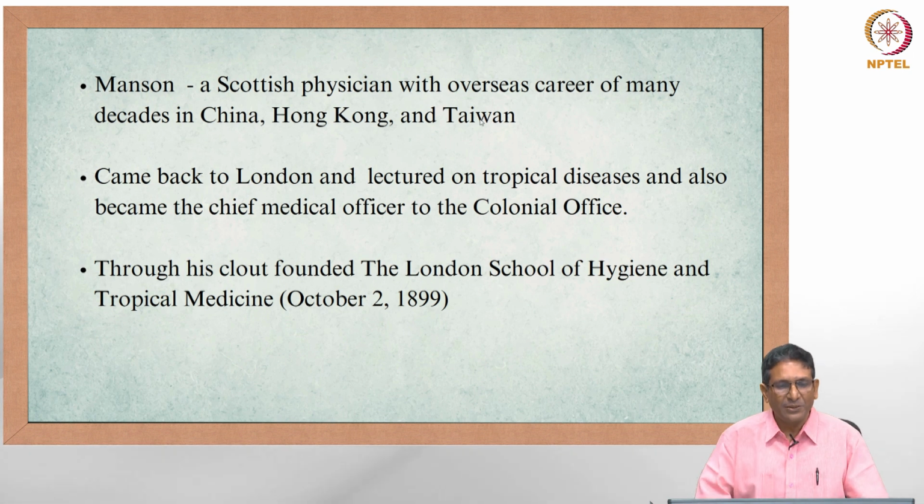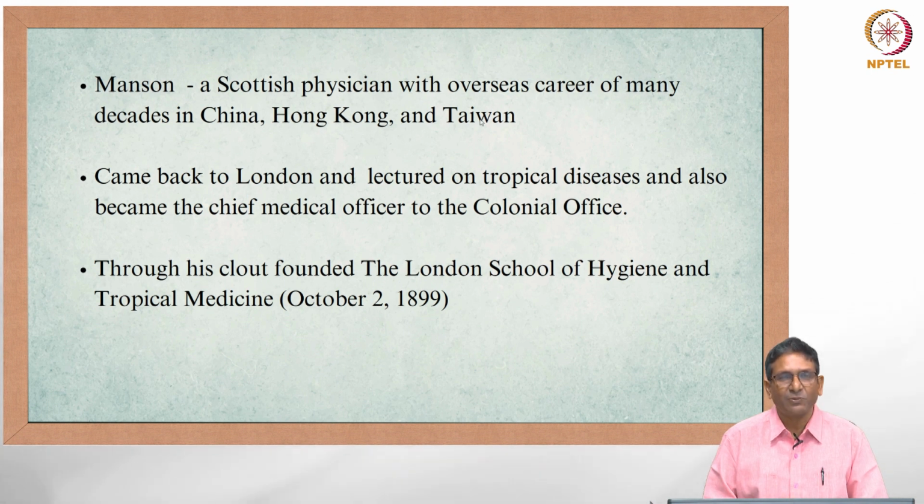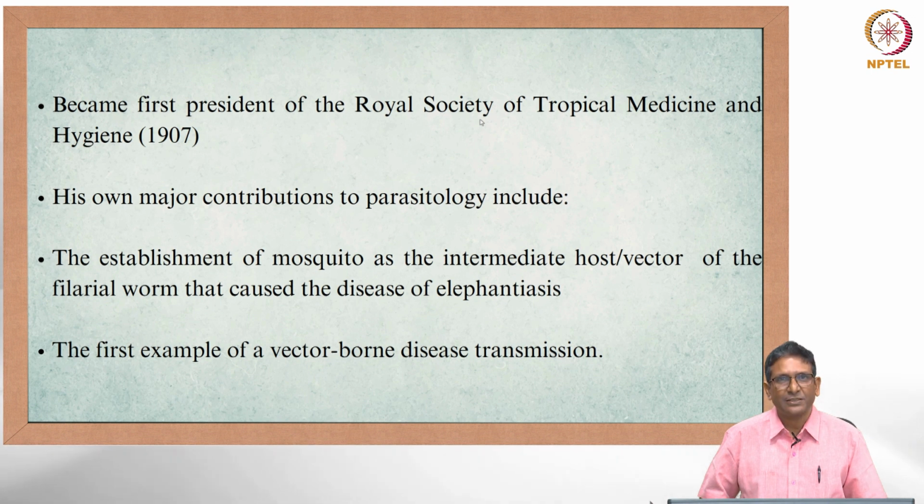Manson was a Scottish physician who had practical experience in many places outside Britain, like China, Hong Kong and Taiwan. Once he went back to Britain, he lectured in London on tropical diseases, and in fact became the chief medical officer to the Colonial Office. Through his influence and stature and all his work in tropical medicine, he founded the London School of Hygiene and Tropical Medicine in London on October 2nd.